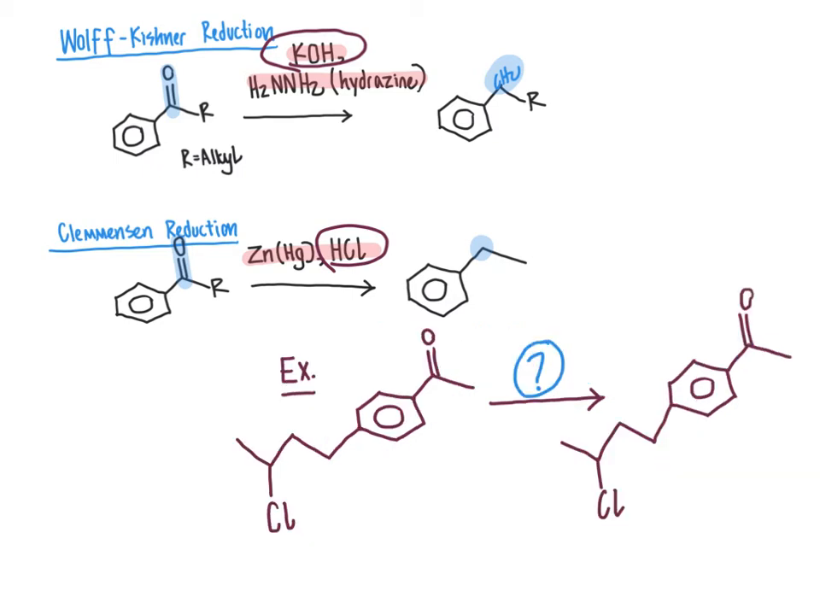As another example, let's tackle the problem here and ask what would be the appropriate method for reducing our starting structure to a CH2 group here on this side in our final product. So how do we go about doing that? We have to think about what functional groups we have in the molecule and whether they are going to be reactive with our acid or our base to avoid undesirable reactions.